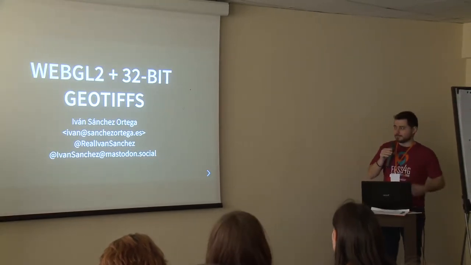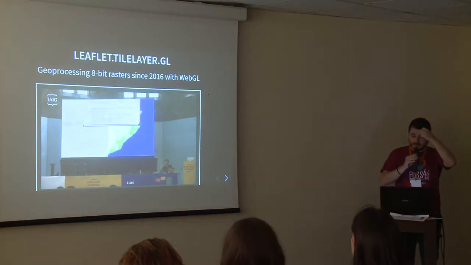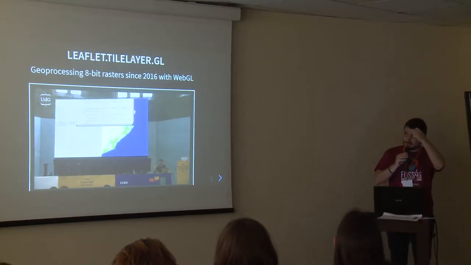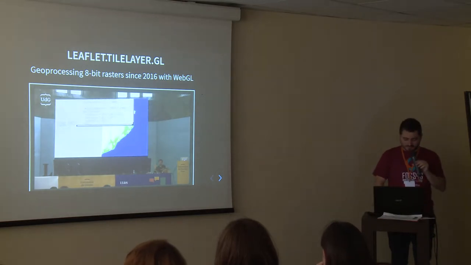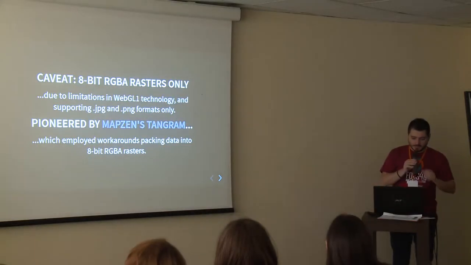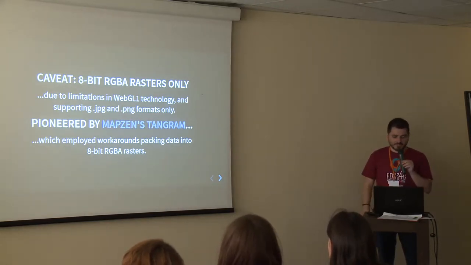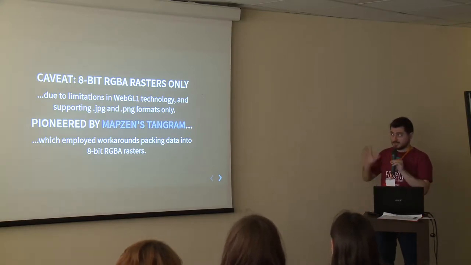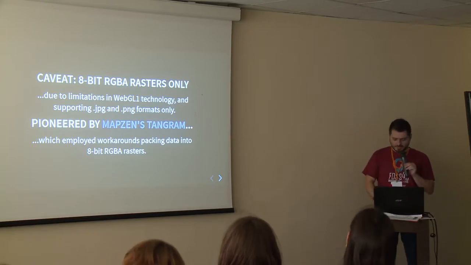Yes. So, hi, everybody. I'm Ivan, and I'm going to talk about WebGL 2 and 32-bit GeoTIFFs. This is not new. I have been doing Leaflet.TileLayer.GL since something like 2016, but it was only able to process 8-bit rasters. This is the technology with which you can load 8-bit images on any web browser, because all the images that we usually see on websites are 8-bit per channel, RGBA. And that's the problem with the technology. Right now, we can only do that, and we can only load JPG and PNG. This is not new, I want to emphasize. This has 3 years of history by Maps and Tangram, who are doing this with a lot of workarounds.